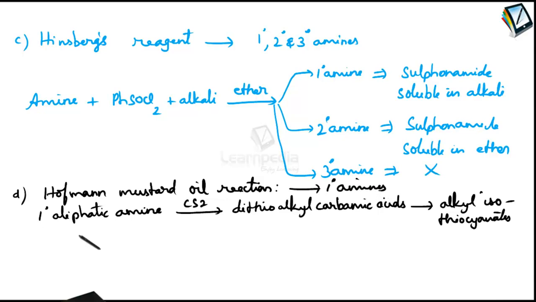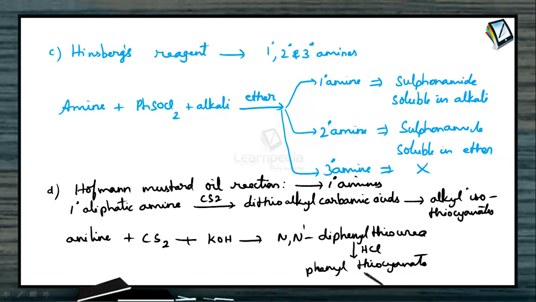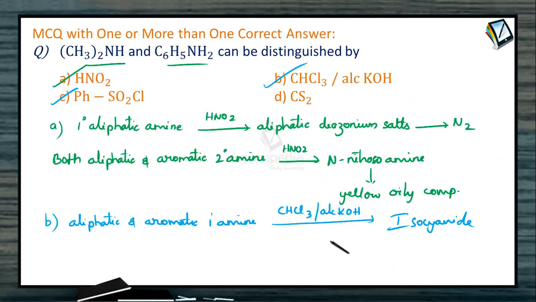But if you take the case of aromatic primary amine, the reaction is slightly different when aniline is heated with ethanolic carbon disulfide and solid KOH. This results in the formation of N-diphenyl thiourea, which upon treatment with concentrated HCl gives rise to phenyl thiocyanate. So that is the reason why again these two can be distinguished by using carbon disulfide. So all the four are the correct options.